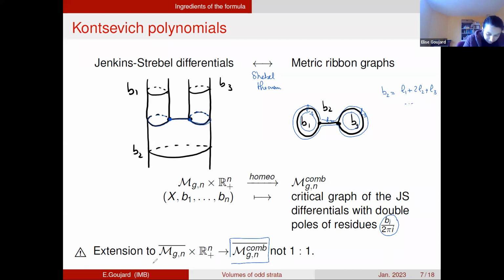And here, this is the Deligne-Mumford compactification of the moduli space of Riemann surfaces. So you can try to extend this to this compactification, but you have to be careful, and it's not really this compactification that you have to consider, but rather a quotient of this compactification. But again, I won't expand on that.